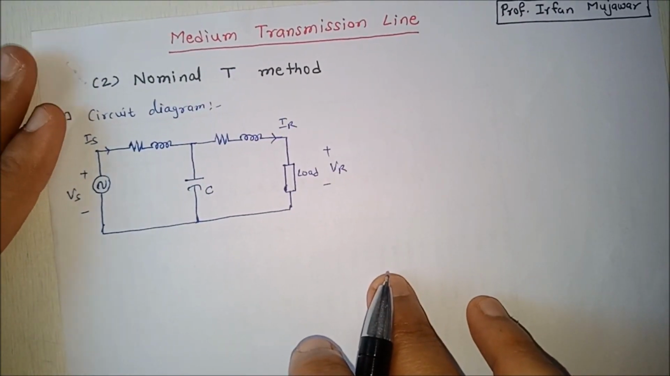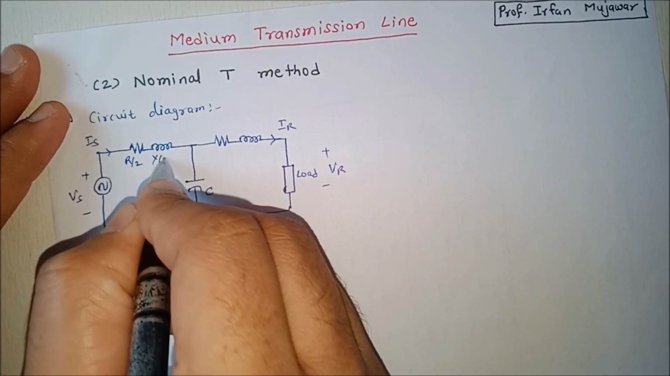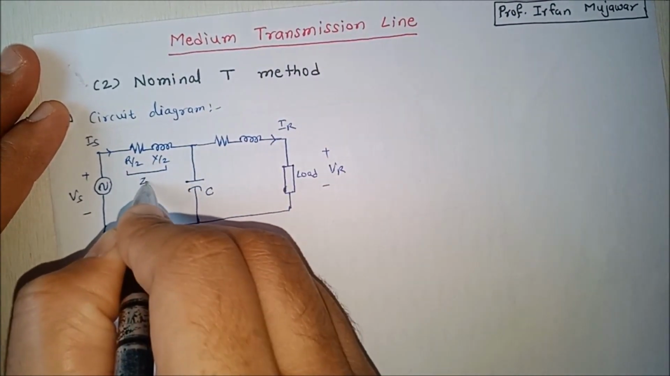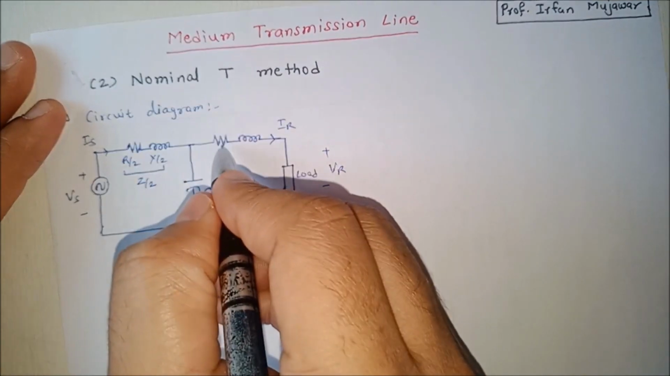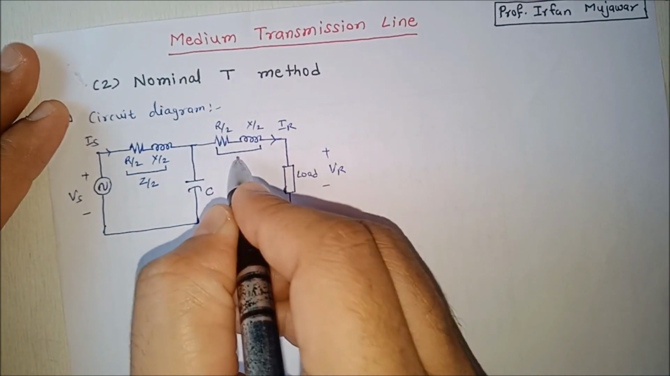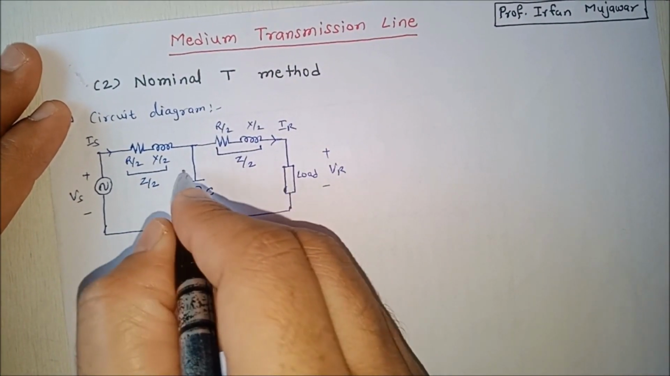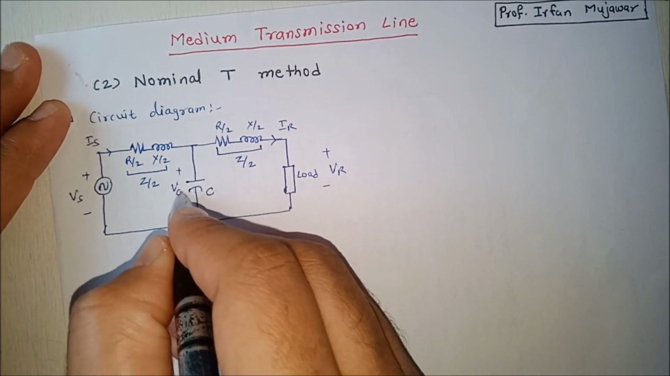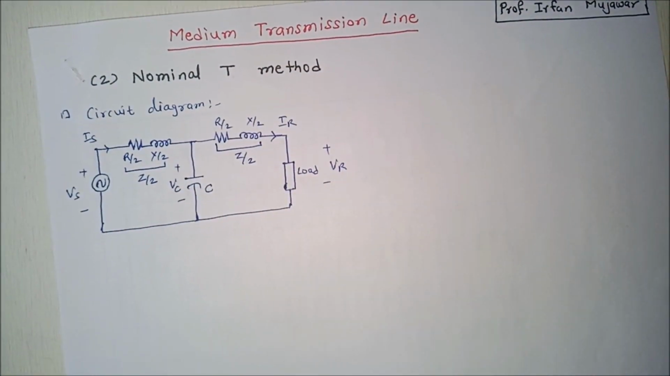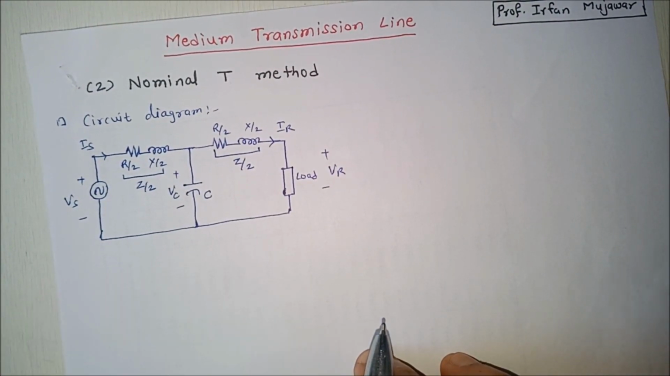Your line impedance is divided in half. So this is R by 2, X by 2, which together have an impedance of Z by 2. Similarly, this is R by 2, X by 2, with an impedance of Z by 2. Clear? The voltage across the capacitor, let us say, is Vc. That is the voltage across the capacitor.